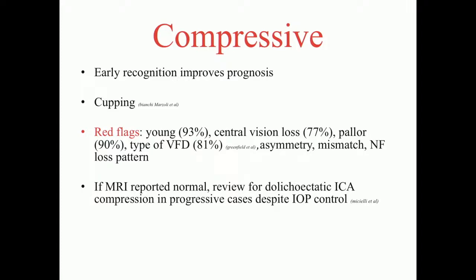So always look at the visual fields both at the same time, because sometimes a bitemporal hemianopia is only seen by looking at both fields at the same time. Of course, asymmetry, when you see that the optic nerve head doesn't match the amount of visual field deficit and the type of nerve fiber bundle loss.